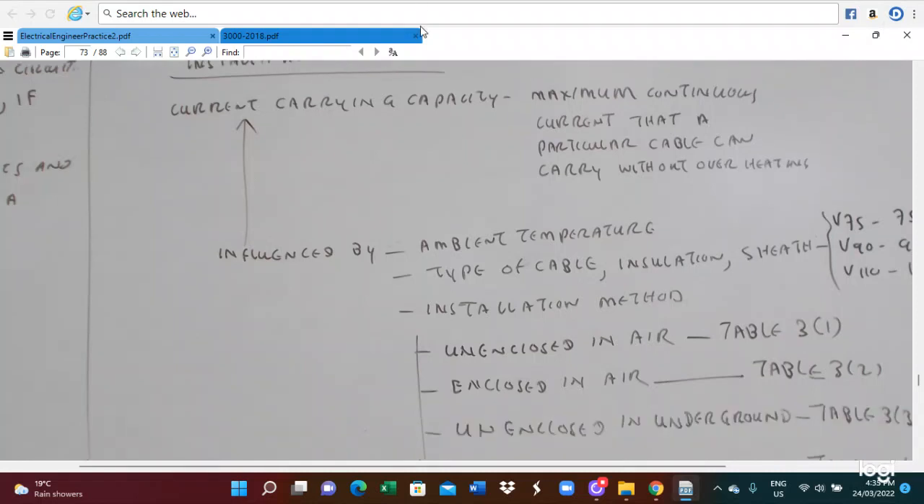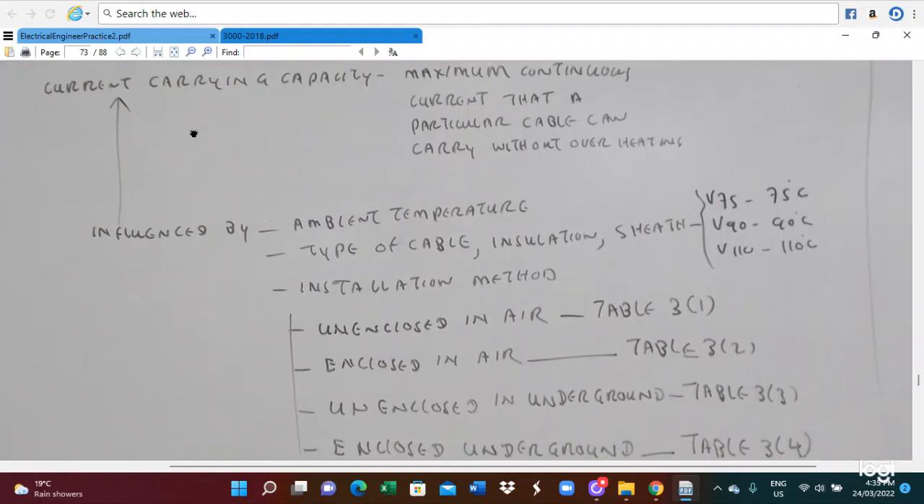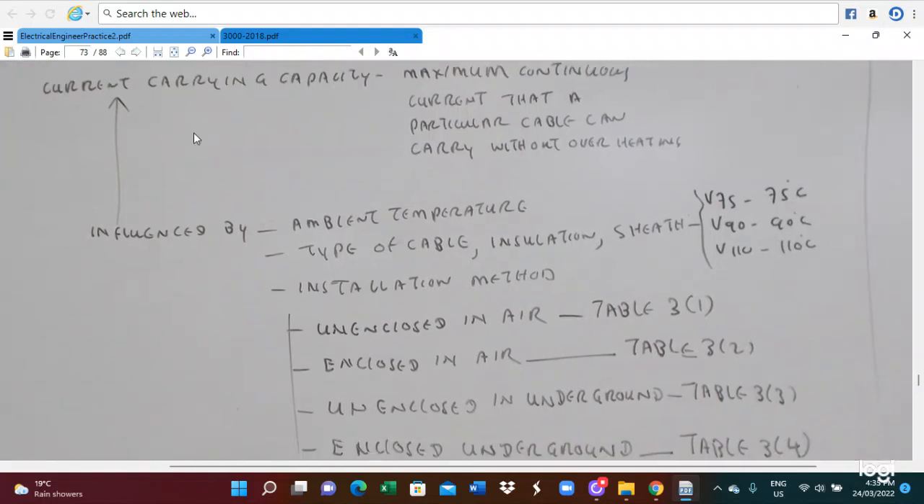The current carrying capacity is influenced by the ambient temperature, which is the surrounding temperature, and also the type of cable and the installation. In this case, V75 is for up to 75 degrees centigrade, V90 is where we use a temperature of 90 degrees centigrade, and V110 is 110 degrees centigrade. So that is a kind of cable. Those kinds of cable also influence the current carrying capacity.